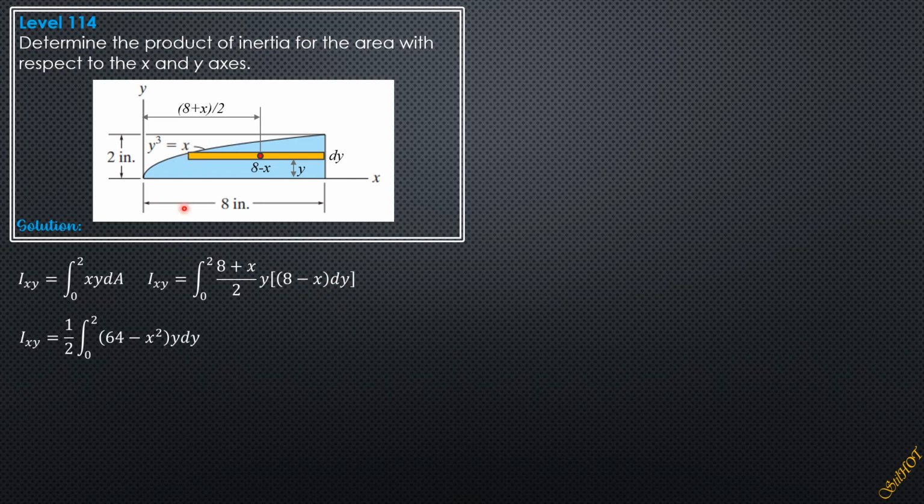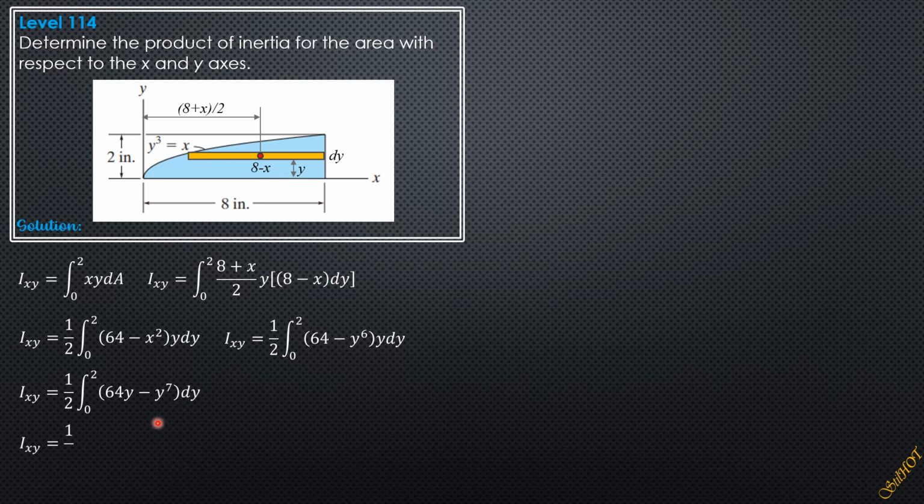Now, if we square this x here, x squared, then we should square this one. So x squared therefore is y to the 6. So we replace x squared by y to the 6. Ixy equals 1 half integral from 0 to 2 of the quantity 64 minus y to the 6 times y dy. So Ixy equals 1 half integral from 0 to 2 of the quantity 64y minus y to the 7 dy.